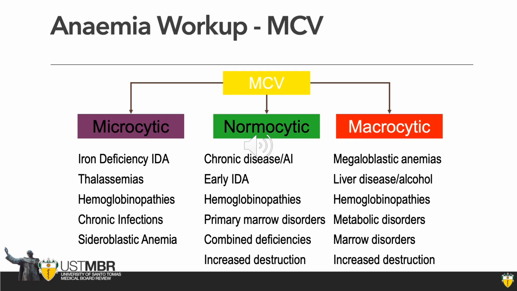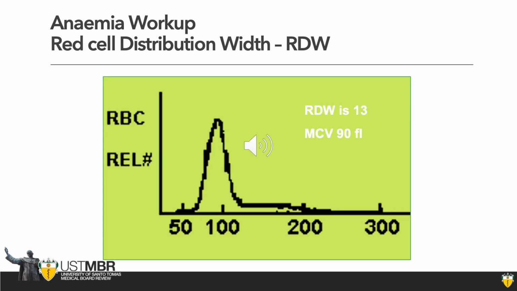For macrocytic anemia, the most common would be megaloblastic anemias, and the non-megaloblastic anemias such as liver disease, metabolic disorders, and marrow disorders would be the possible causes of macrocytosis. And then the most difficult of all would be the normocytic anemias, because there are a myriad of diseases that may cause normocytic normochromic anemia.